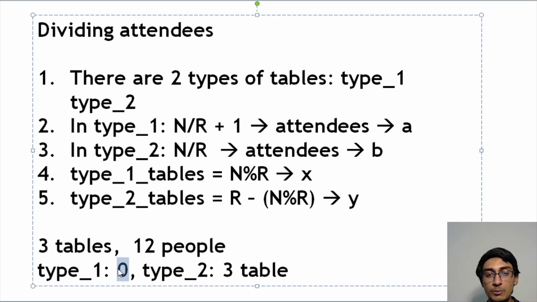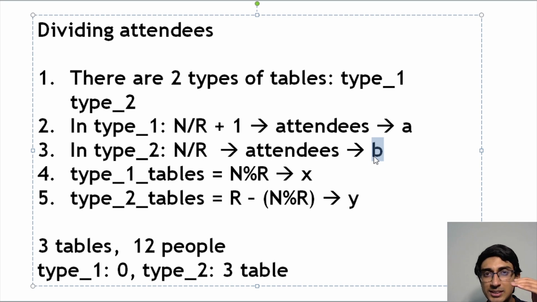I hope you understood how many type 1 tables and type 2 tables there are. For shorthand, I'm calling them x and y. Please note this point in the video. You might have to come back to it. So, pause here possibly. In this slide, we have shown what is x, what is y, what is a and b. A is the number of people in type 1 tables. B is the number of people in type 2 tables, right? And so we've kept this here.